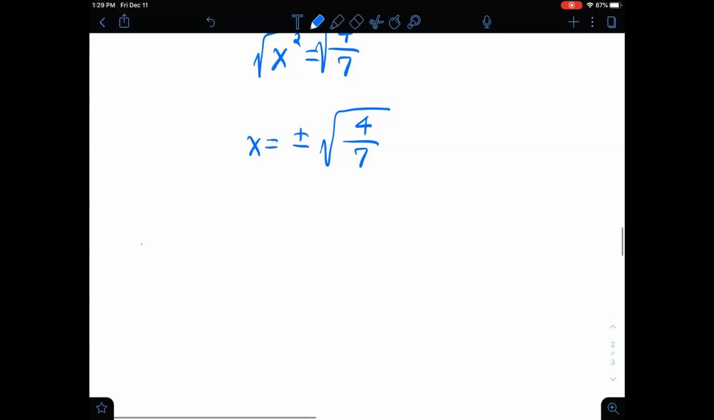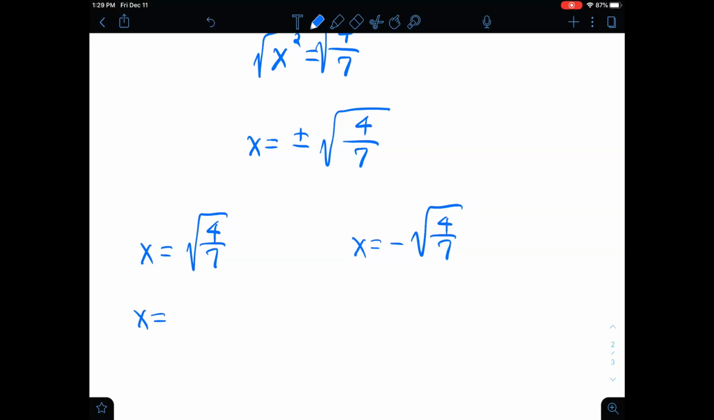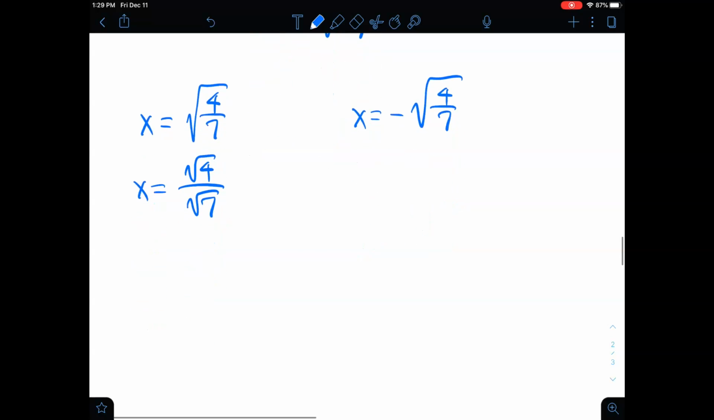Now we can split this up. We're going to write x equals positive square root of 4 over 7, and x equals negative square root of 4 over 7. So we have to solve this now. We're going to split this up into square root of 4 over square root of 7, which equals 2 over square root of 7. But we have a problem here. What's the problem with this one? We can't have a radical in the denominator, right? So we need to rationalize.